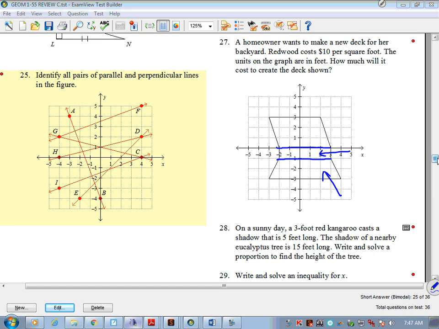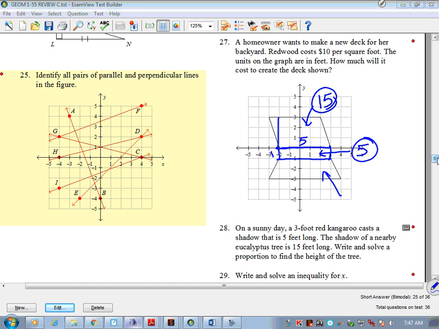Okay, so I'm going to take the length 1, 2, 3, 4, 5 and multiply it by the width 1, 2, 3. 5 times 3 is 15. Rectangle is length times width. The width here is 1. The length is 5. 1 times 5 is 5. Trapezoid takes a little bit more, but not a lot.